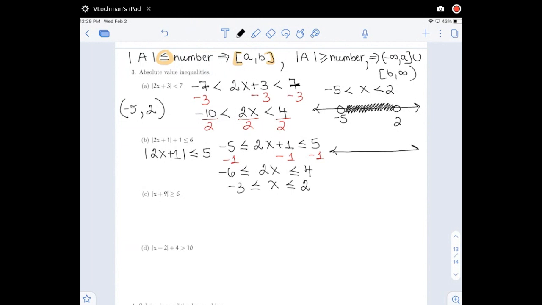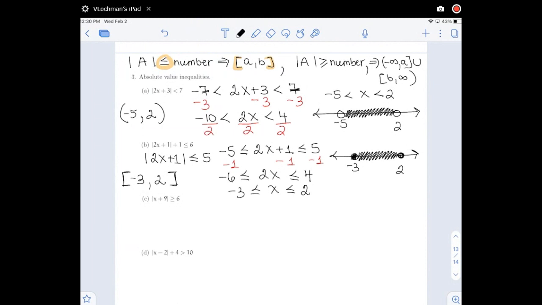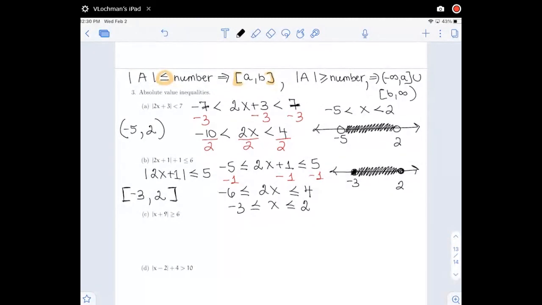Let's make a picture that goes with it. Here we are including our endpoints, negative 3 to positive 2, and everything in between. What is the answer? Bracket, negative 3 to positive 2, also bracket. All right. Let's pause right here for a moment. Take a look at these two inequalities. Let me know if you would like to discuss any part of these solutions.